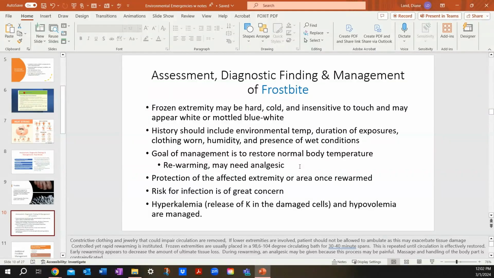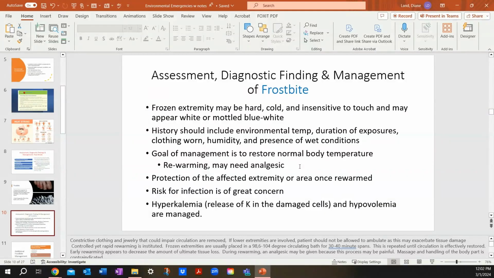So rewarming, and they may need an analgesic. So think about it. If we're rewarming, we're returning circulation, they may start having a lot of pain because they did not have sensitivity. Now they're going to have extreme sensitivity. So protection of the affected extremity or area once rewarmed, and risk for infection is the greatest concern. Now, because we had death of tissues because they weren't getting circulation.